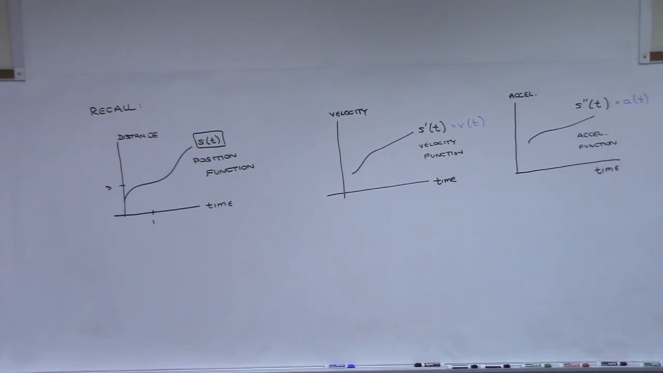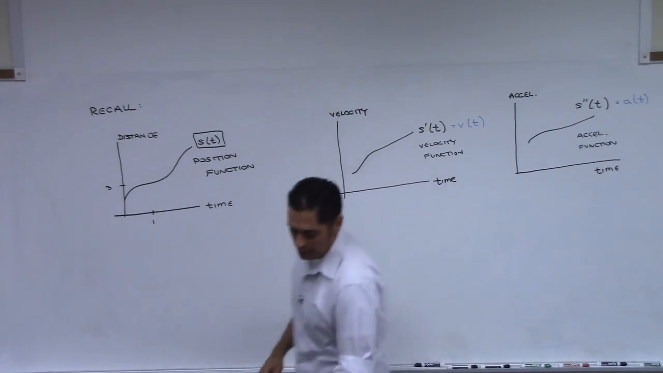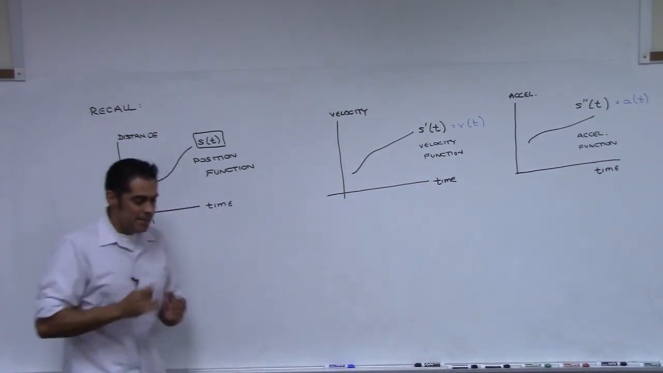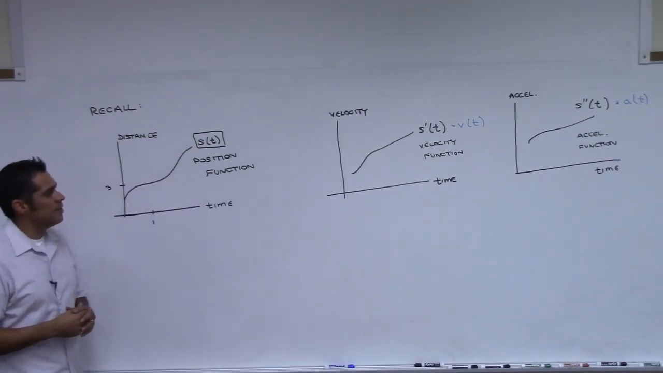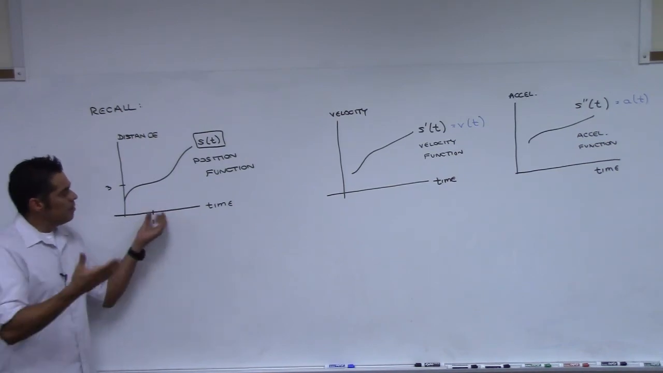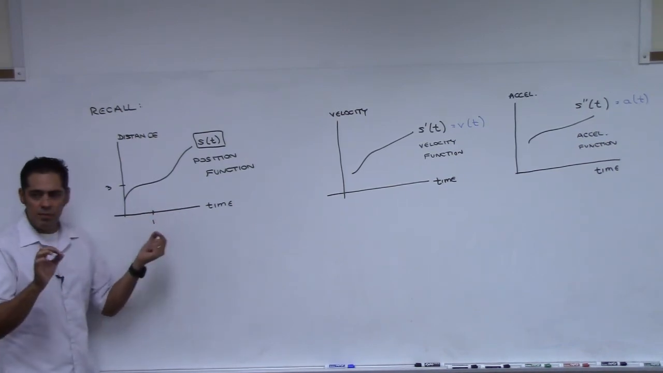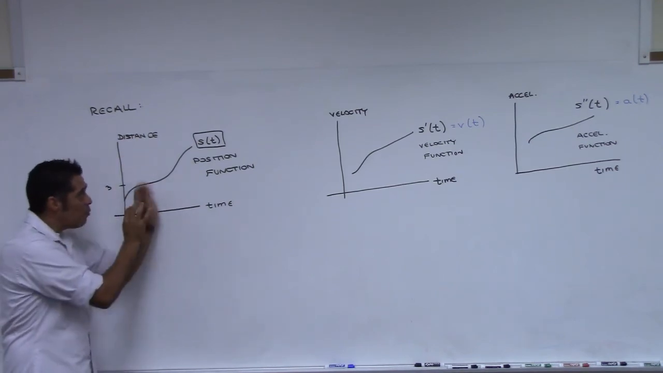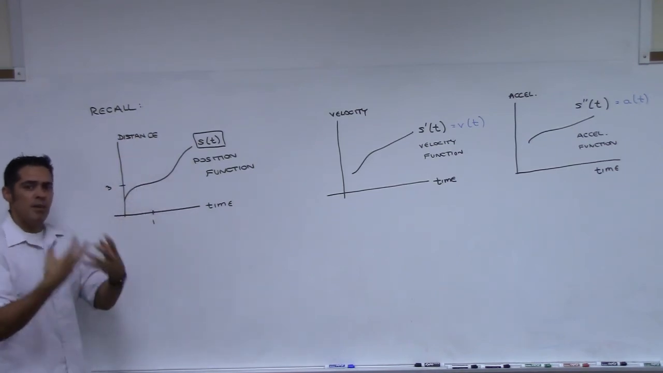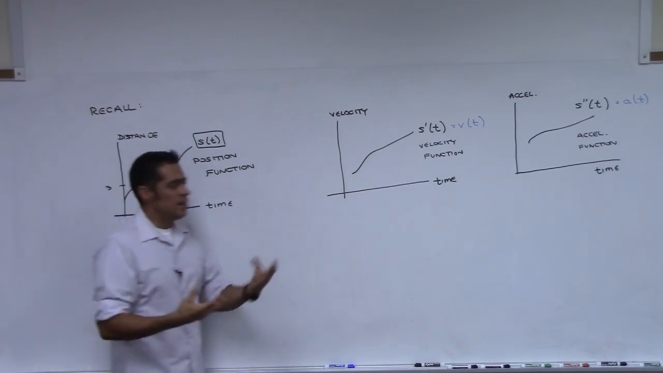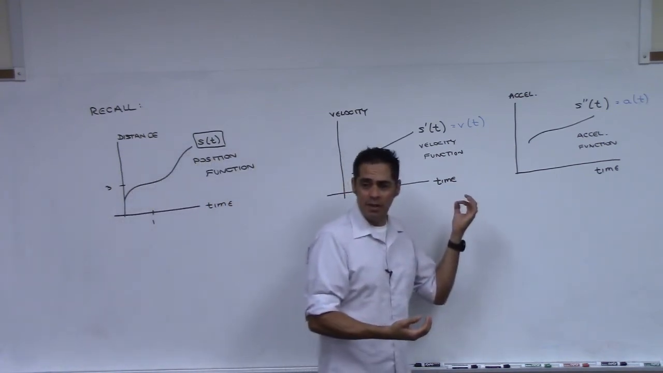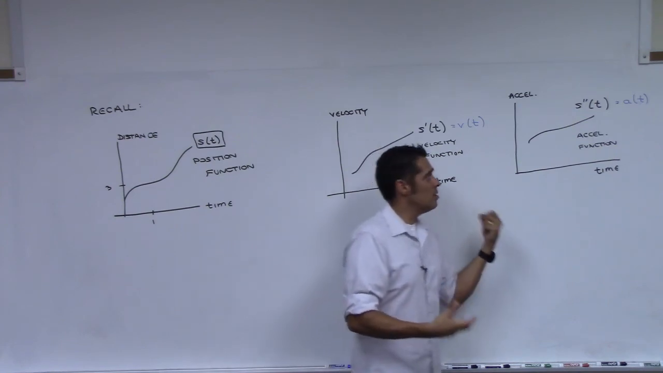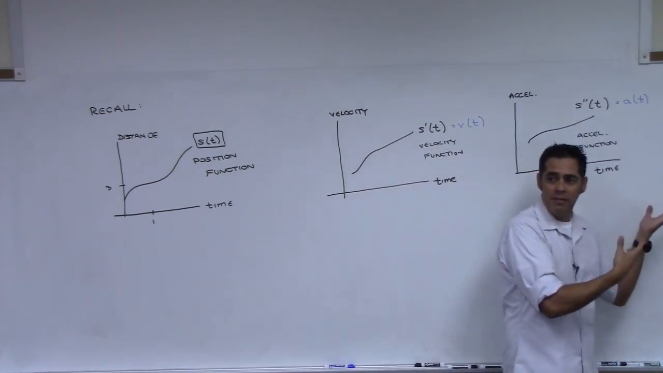I thought I saw a hand, no? Okay. So we have this relationship from Cal 1. And I think this is kind of interesting because if you think about it, what this is saying is that if somebody tells you where an object is at every point in time, exactly where it is at every point in time, does it seem reasonable that from that you could determine its speed at every point in time? And then from that you could get the acceleration at every point in time?